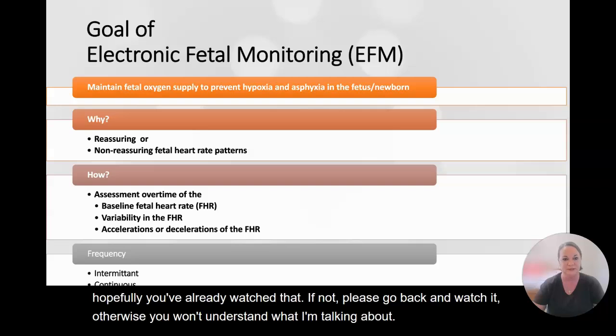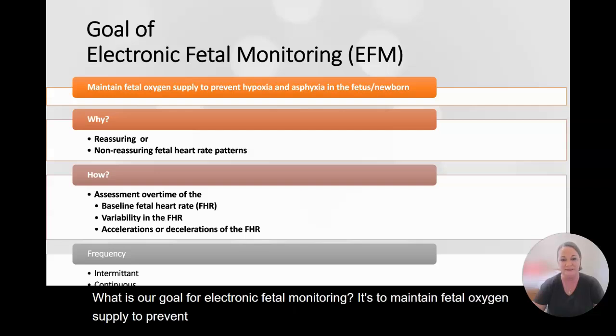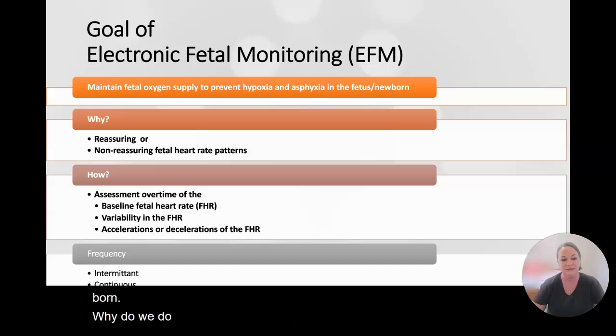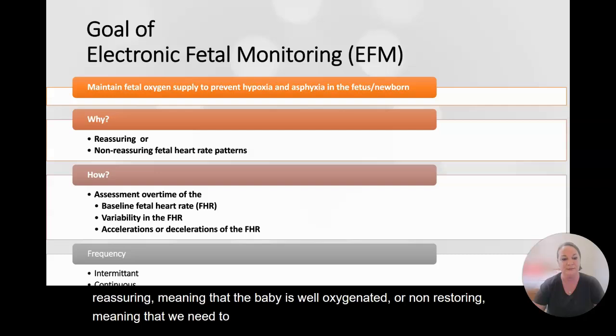What is our goal for electronic fetal monitoring? It's to maintain fetal oxygen supply to prevent hypoxia and asphyxia in the fetus. Why do we do it? We check to see if the fetal heart rate patterns are reassuring, meaning that the baby is well oxygenated, or non-reassuring, meaning that we need to intervene to help that baby. How do we do it?